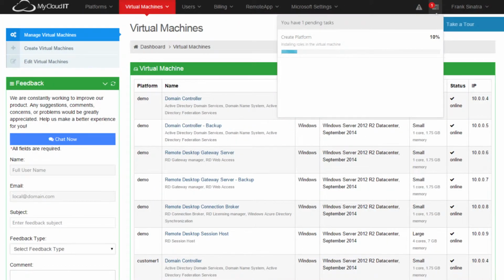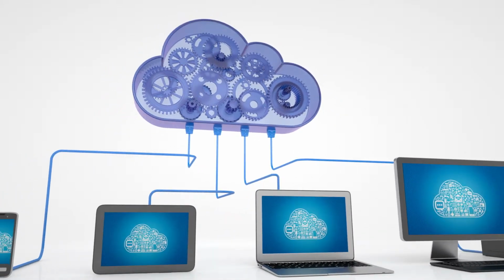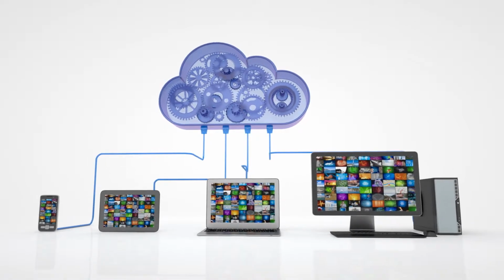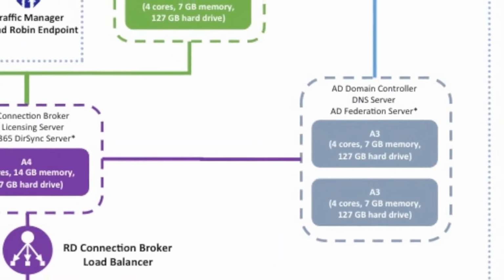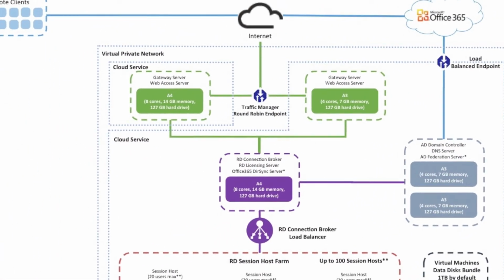It's the automation of IT tasks that up until now has been done manually. Windows Network as a Service, as we call it, is the ability to create an entire configured Windows network infrastructure in the cloud with just a few clicks in a few hours. And this includes domain controllers, DNS servers, file servers, load balancers, session hosts, gateways, etc.